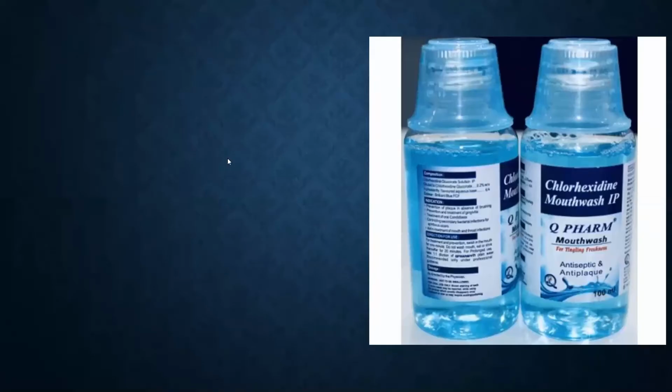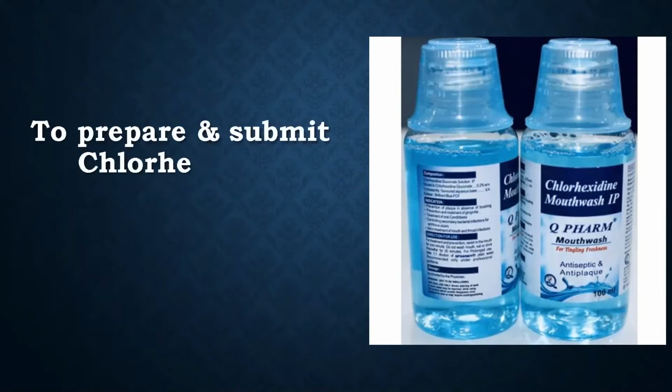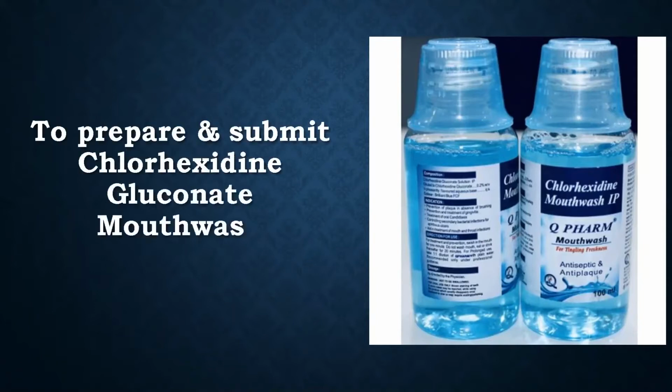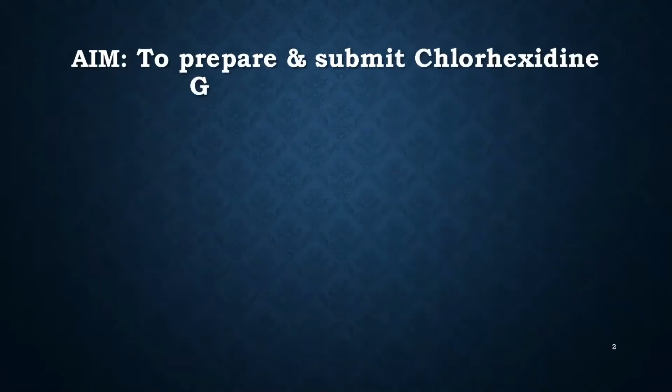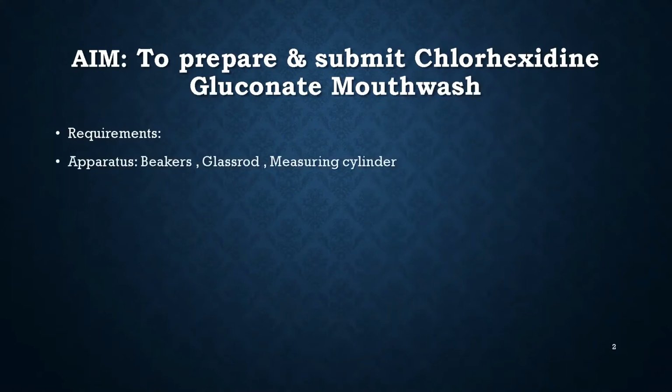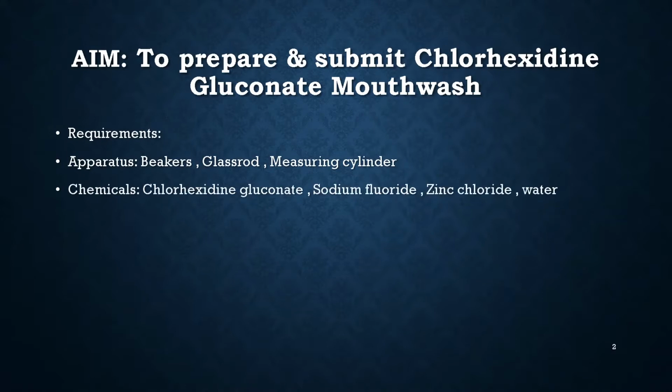Hello students, today we are going to see how to prepare the chlorhexidine gluconate mouthwash. So the aim for today's practical is to prepare and submit chlorhexidine gluconate mouthwash. The requirements for the practical are apparatus, that is beaker, glass rod and measuring cylinder. Chemicals required are chlorhexidine gluconate, sodium chloride, zinc chloride, water, and you can add a flavoring agent and coloring agent also.